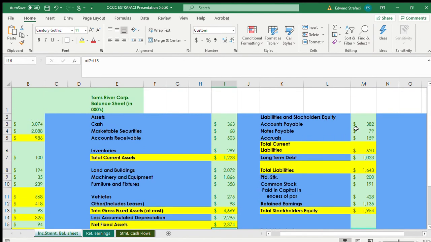You have the most liquid liabilities, which is accounts payable, money we owe to our vendors. Usually you want to balance off your receivables and your payables. That's money we lend, money we owe. Notes payable, which is short-term borrowings. Think of it personally like a credit card. And accruals, which are things we owe that we've used but we haven't paid for yet.